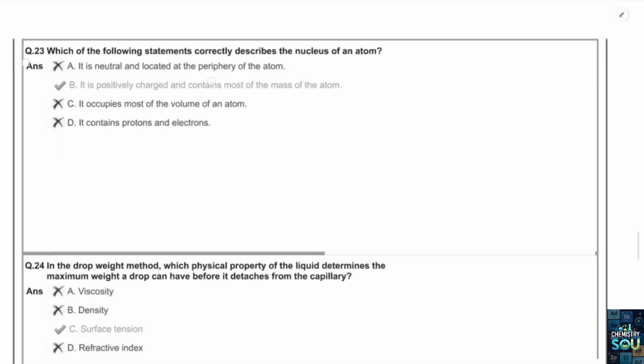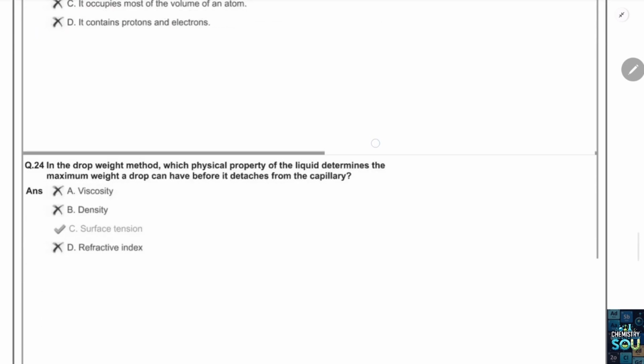In question number 23, which of the following statements correctly describes the nucleus of an atom? It is not neutral. It is positively charged, yes, and contains most of the mass. That is true. Option B is correct.